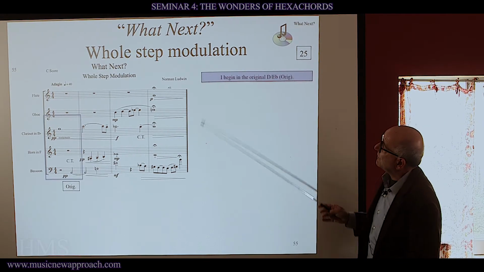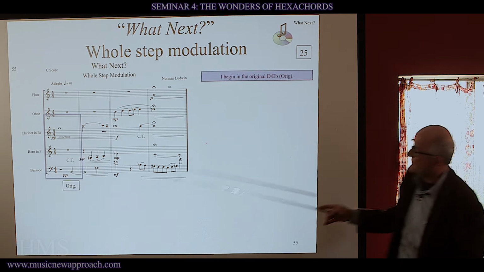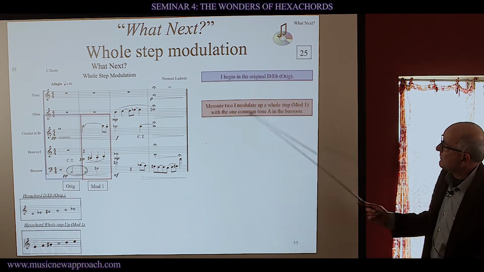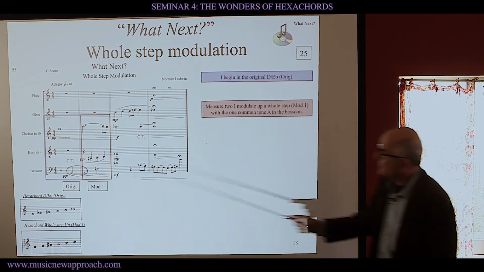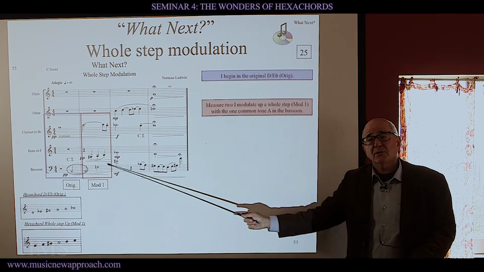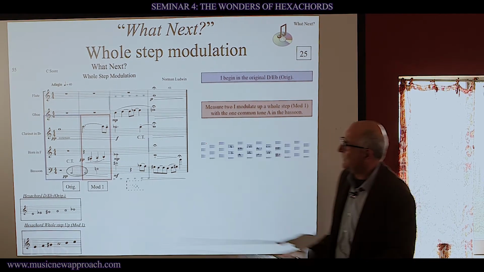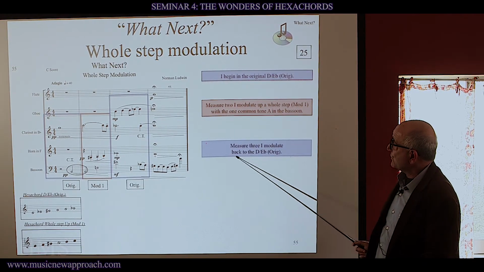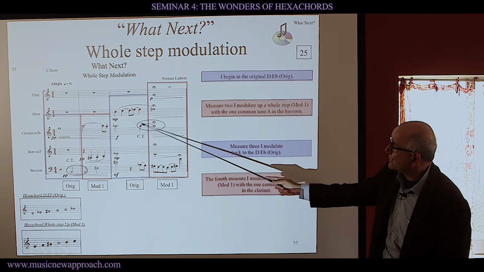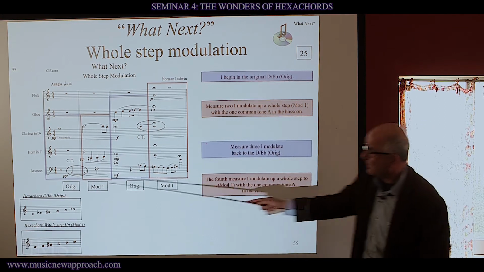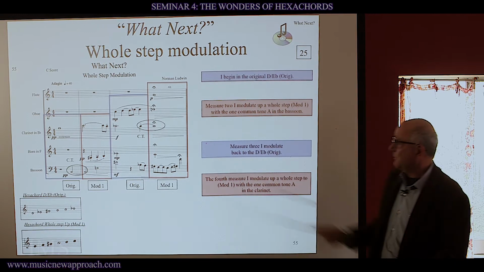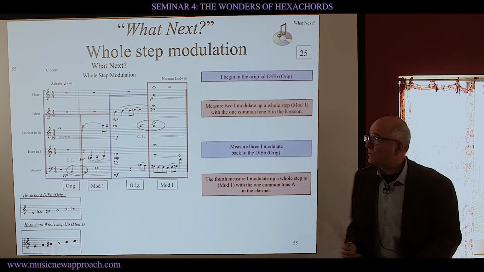Now this is whole step modulation. Now I start here. Here's our original hex. Measure 1, measure 2, I modulate up a whole step with 1 common tone, A in the bassoon. See how I use this to kind of tie it over? So I'm using this as a common tone to connect this. Measure 3, I modulate back down to our original. And then here is our common tone A again. So I have a common tone here that I'm using in the bassoon, and I have a common tone here that I'm using in the clarinet. Okay, let's listen to this one, please.